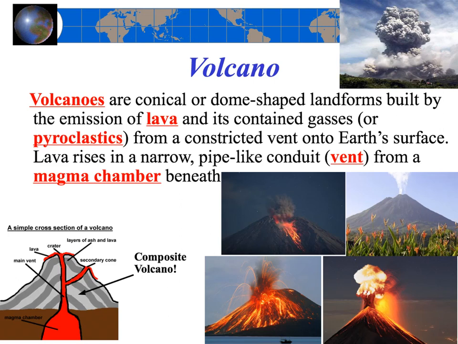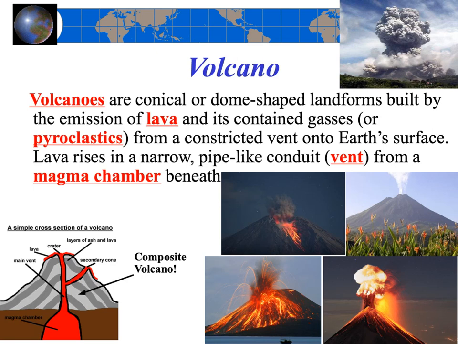So a volcano is an object on the Earth's surface that's shaped like a cone, and what comes out of a volcano is either lava or pyroclastics. Lava typically just flows out of a volcano, whereas pyroclastics typically explode out of a volcano. Deep down inside of a volcano, you have a magma chamber, also called a pluton.